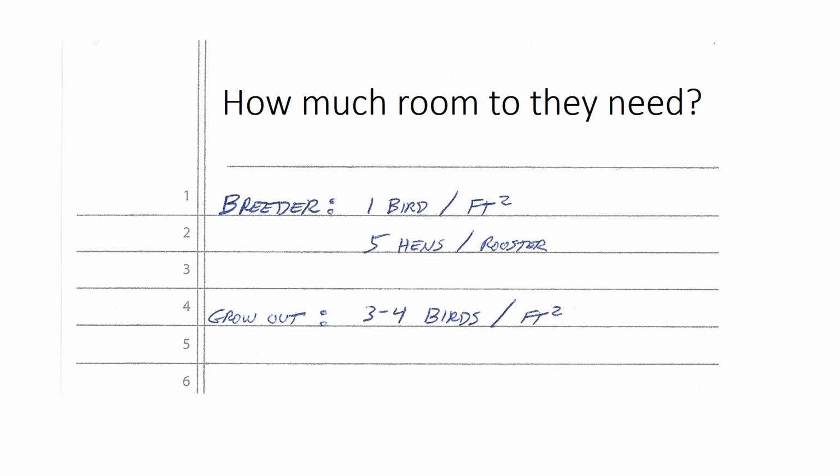The grow out pen, you can put 3 to 4 birds per square foot because they're not quite an adult yet. And about the time that they're going to start needing that kind of room, you're going to cull them anyway.